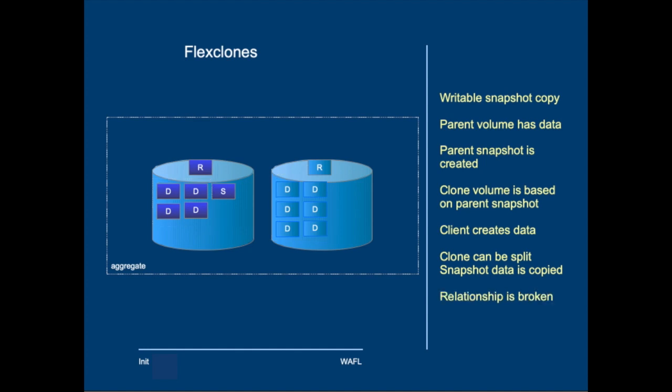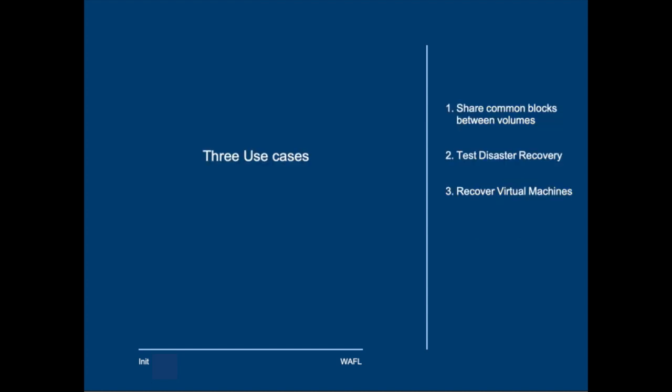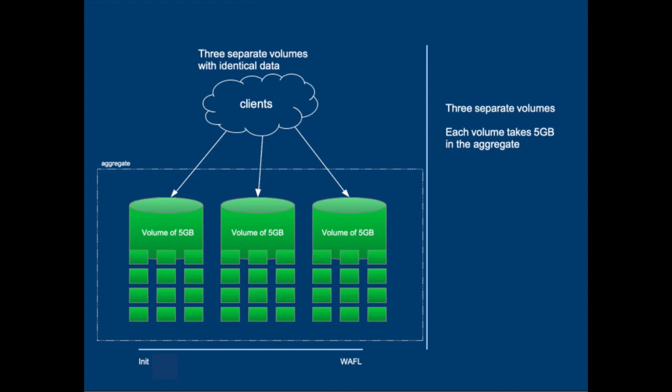Now let's have a look at some use cases for flex clones. The first one is sharing blocks. Imagine you have multiple clients or applications that use the same programs or data. Each client or application will run its own data in a personal volume. The space in use by the volumes, in this case, is 5 GB per volume, even though the volumes contain the exact same programs or data. So having 3 volumes with the same data means that you waste a lot of aggregate space.